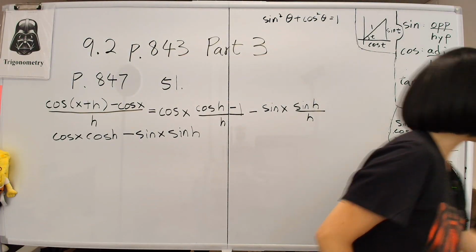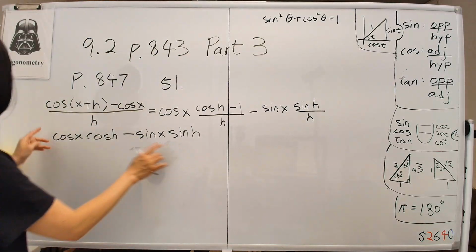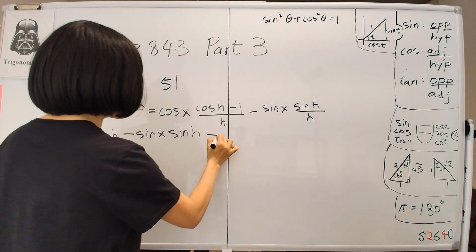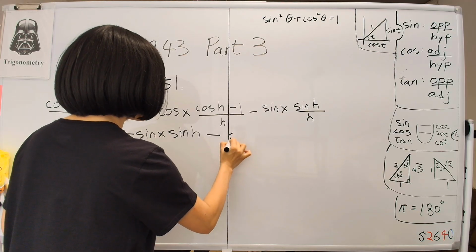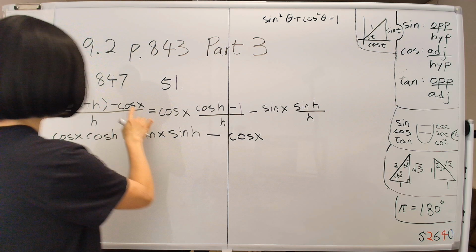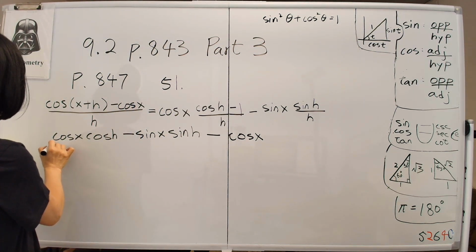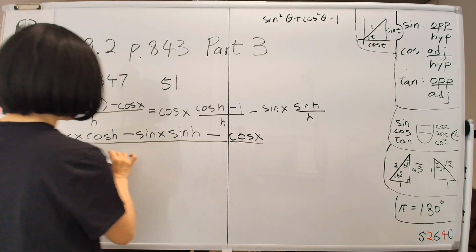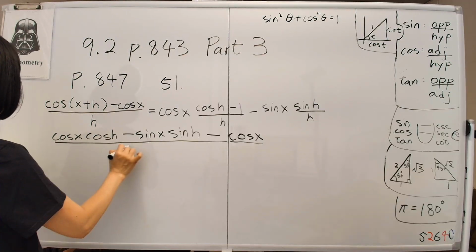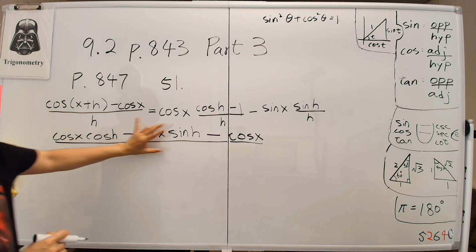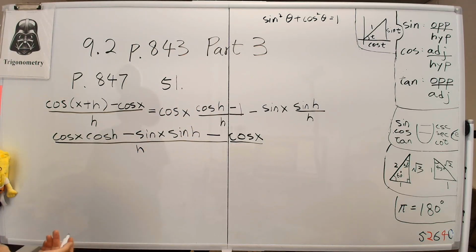So putting that there. So this part is just the cosine of x plus h. And then we'll minus cosine x right here. And then the whole thing will be divided by h. Now we have to make this fraction look more this way, okay? That is the goal.